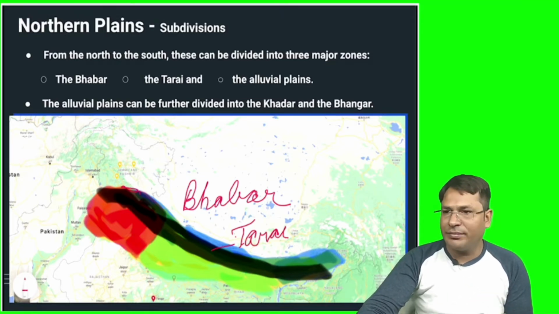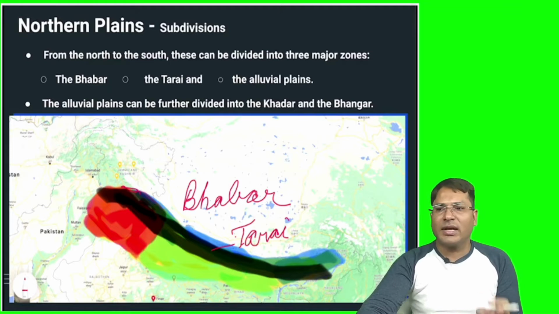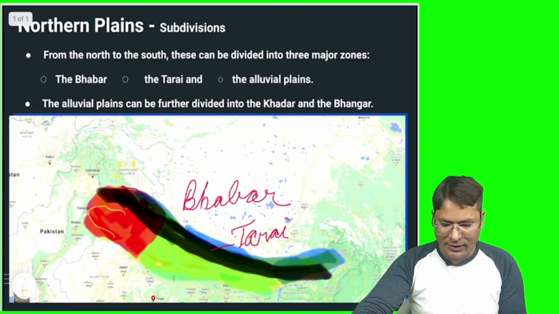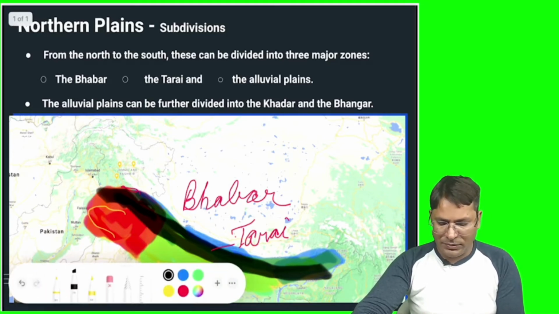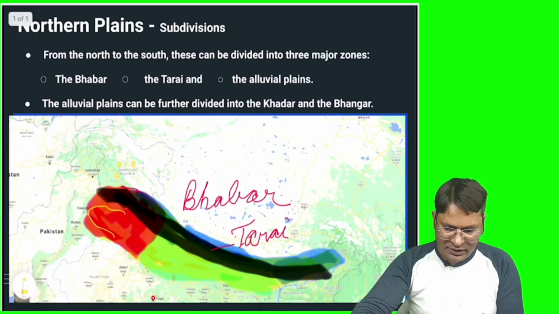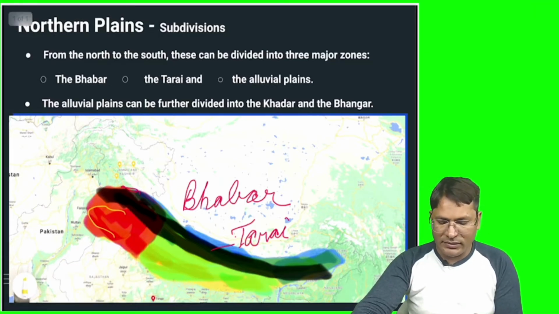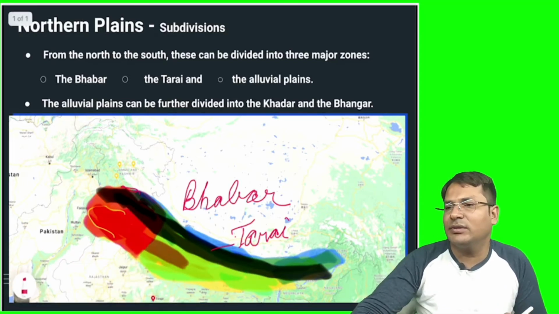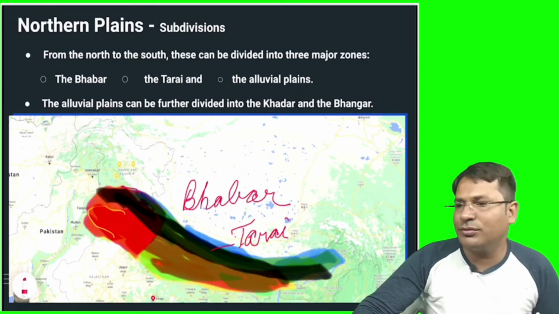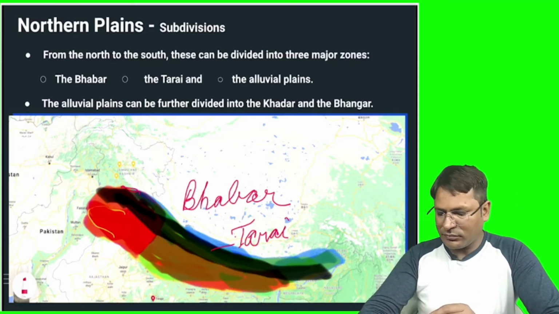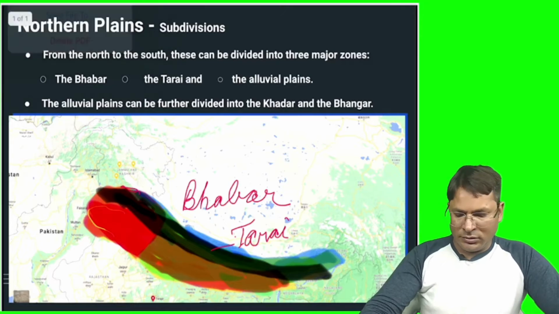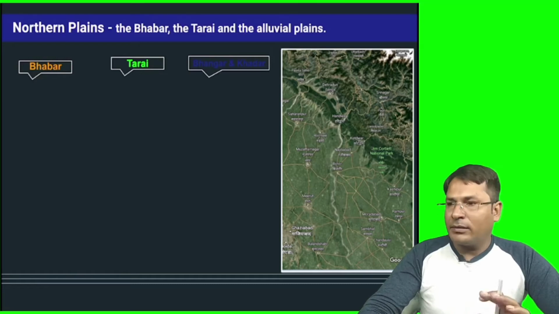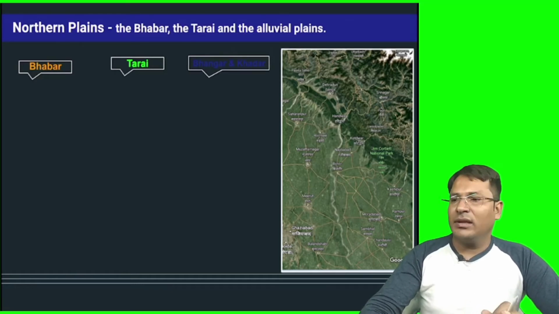And after that, there are the alluvial plains, which are further divided into two subdivisions, Khadar and Bhangar. The rest of the remaining area is the alluvial plains, and it is further divided into two divisions that we are going to study next. So here are the three divisions of northern plains: the Bhabar, the Tarai, and then the alluvial.